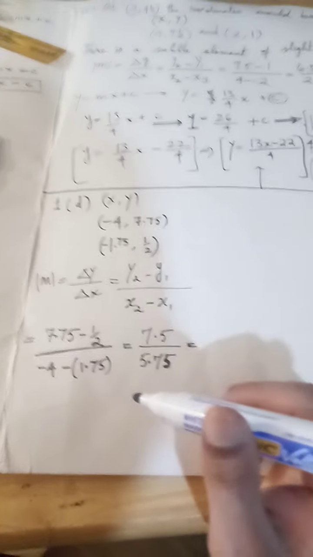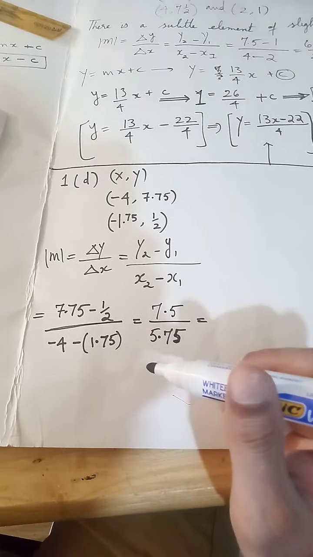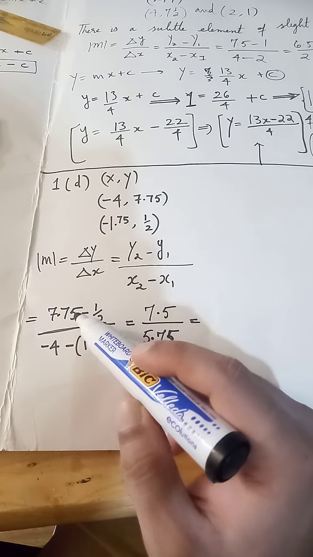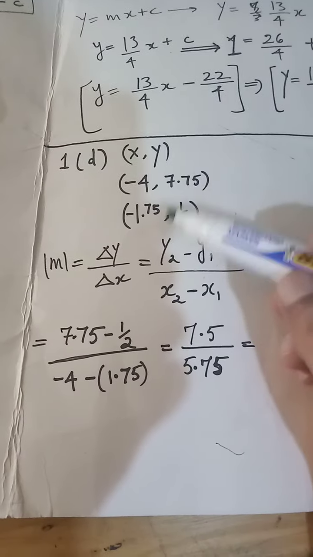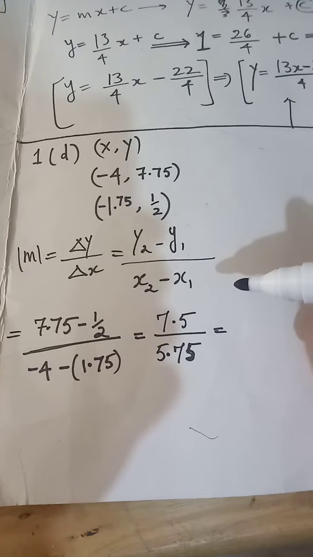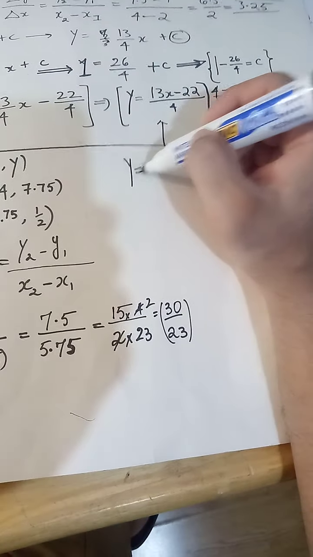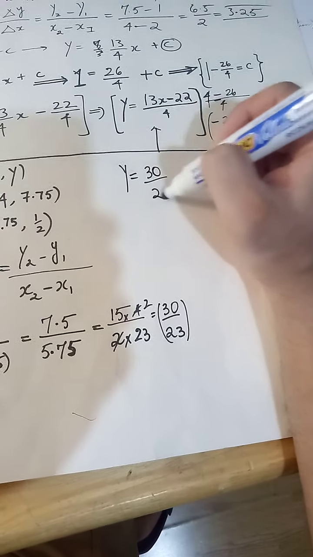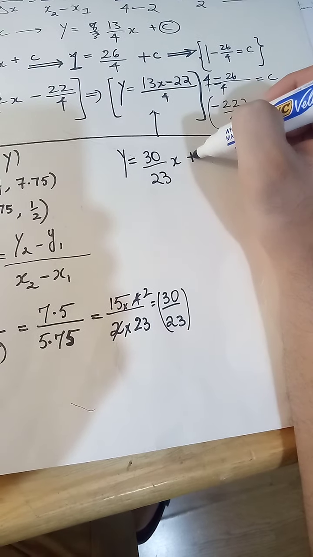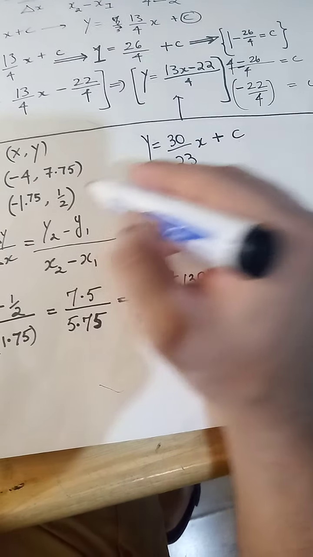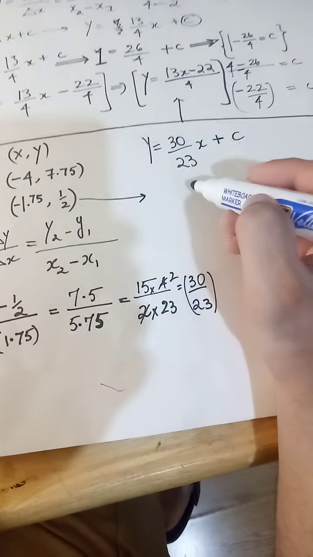This is the second part of the tangential gradient calculation video. I was at 1D, so I picked out these two points and now I was trying to calculate the gradient. So it'll be 30 over 23. That's the equation, the gradient 30 over 23x plus c.